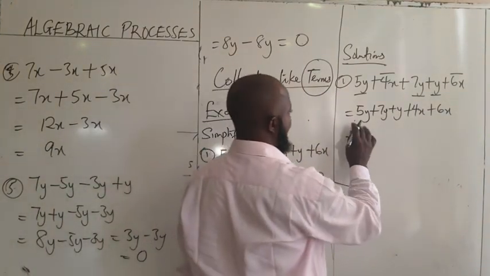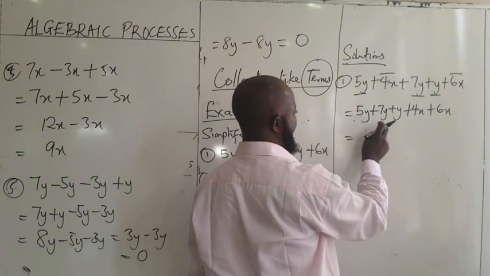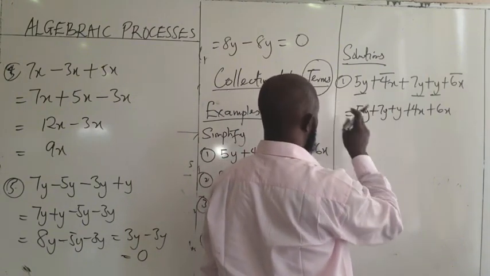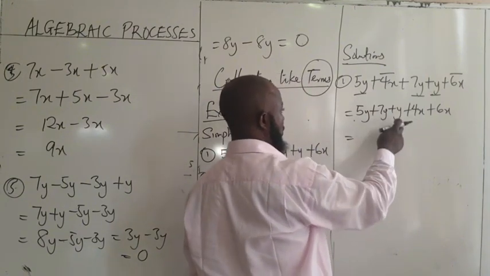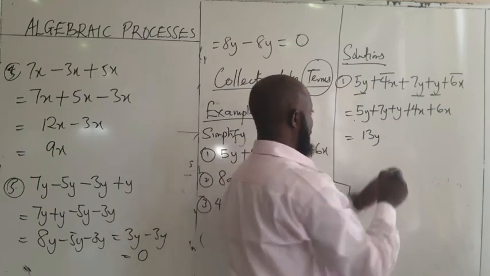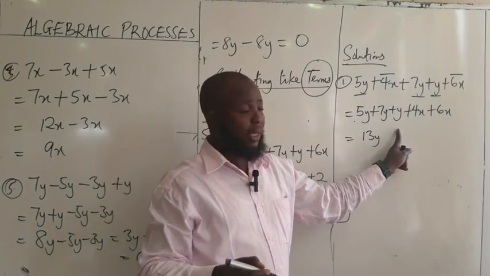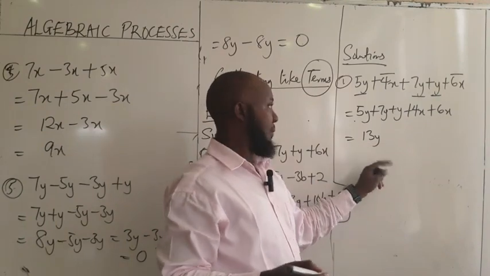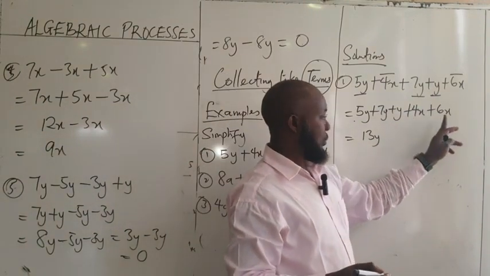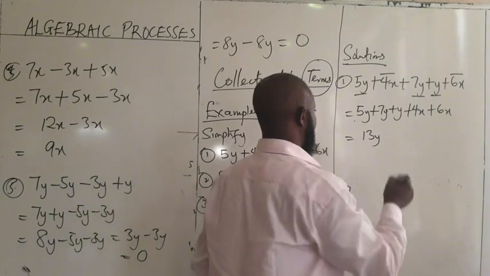So we add this together. 5y plus 7y plus y. So this plus this gives us 4 plus 1. That gives 13y, because this y here is 1y. So that gives this one to be 13y. Then plus 4x plus 6x. That gives us plus 10x.